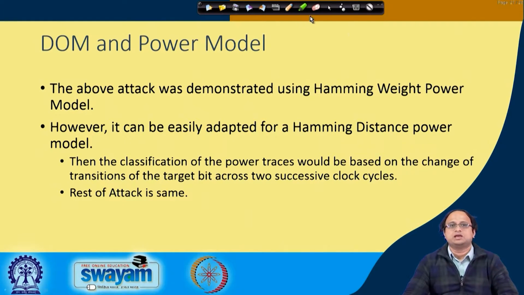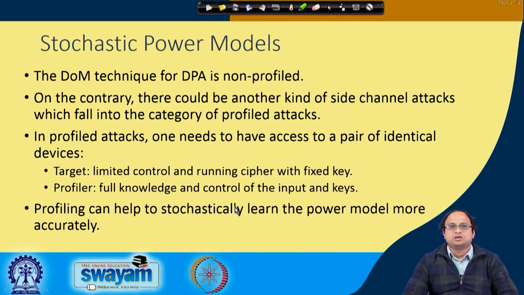So you can easily adapt your technique and make it work when you are modeling your power using, say, a Hamming distance power model. But here is a very important point. Hamming weight and Hamming distance, although we have been using them, one of the reasons is that they are easy to use. There is something called the stochastic power model, which may also be mentioned here.